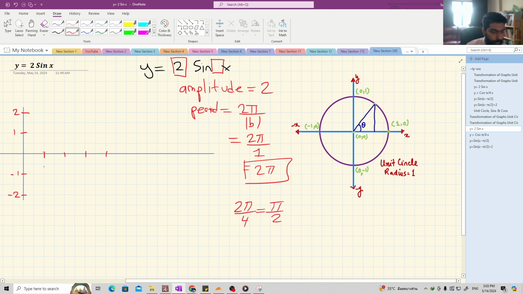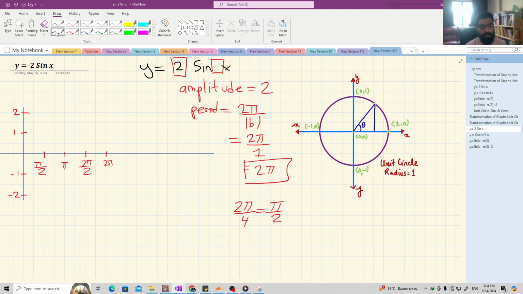So what do we have here? We have this one as pi over 2. This one is equal to 2 pi over 2, which is pi. This one is 3 pi over 2. And the next one is 4 pi over 2, which is equal to 2 pi, right, guys?